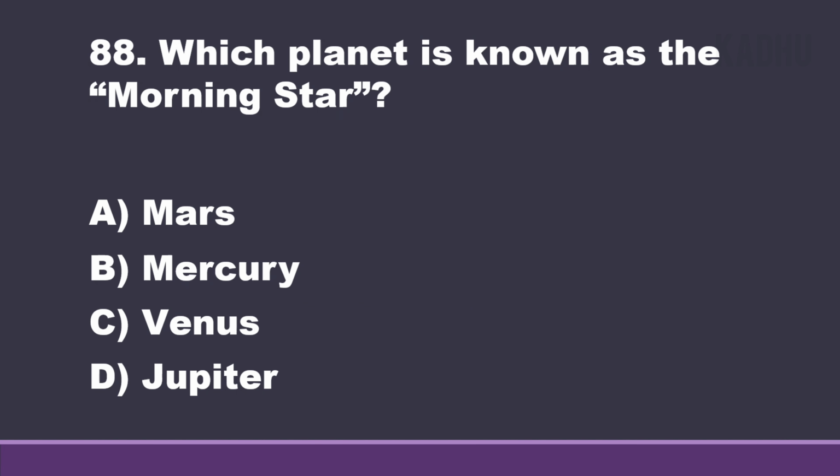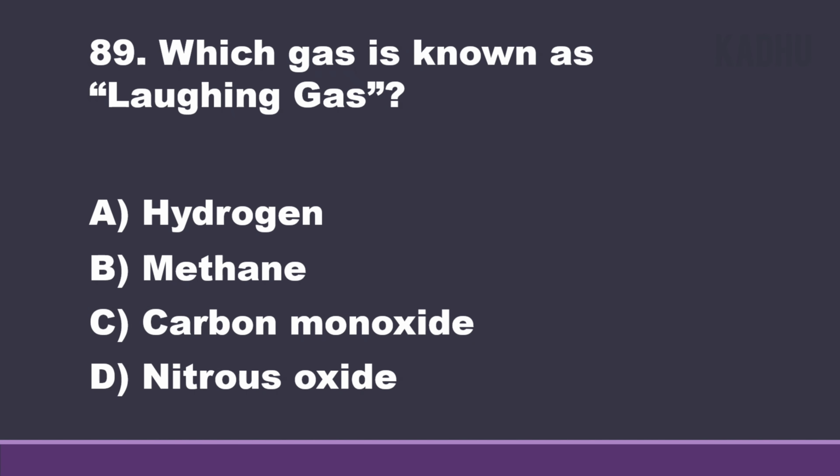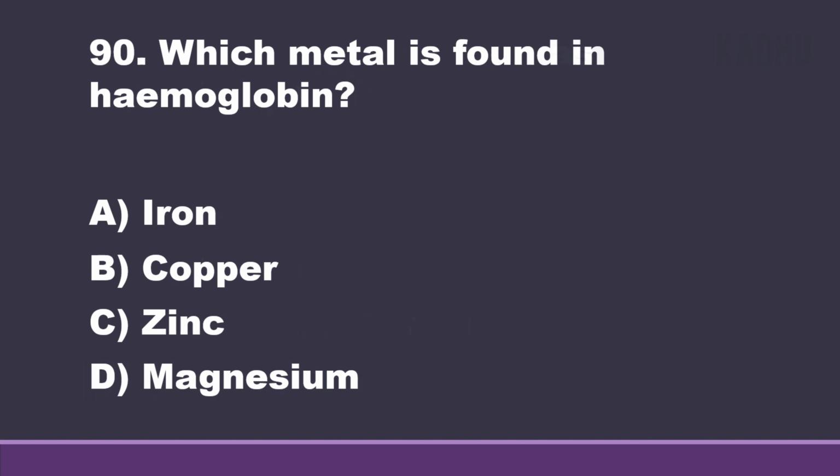Next question. Which planet is known as the morning star? So for this question option C will be the correct answer. Venus is also known as the morning star. Next question. Which gas is known as laughing gas? So option D will be the correct answer. Nitrous oxide is also known as laughing gas.